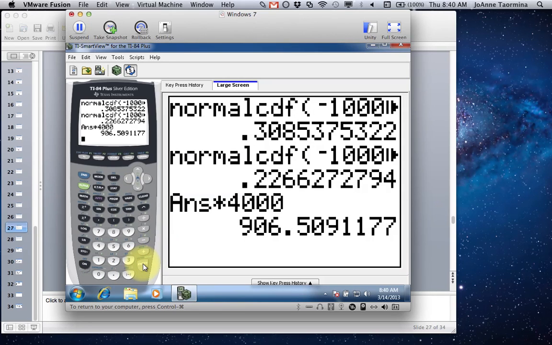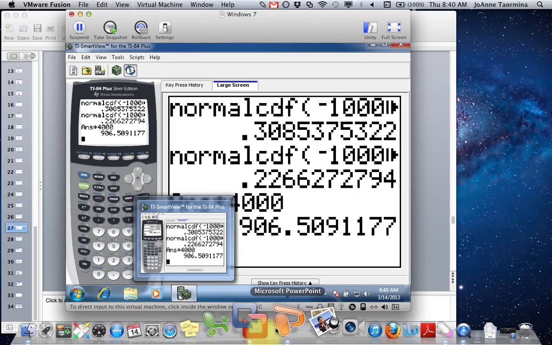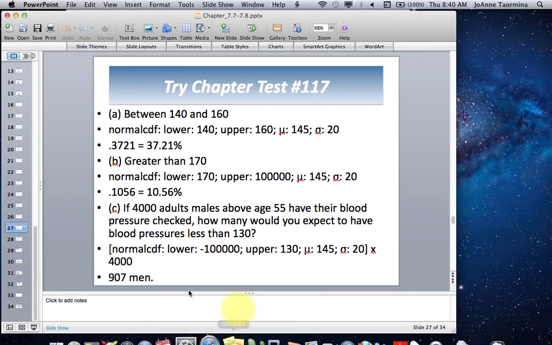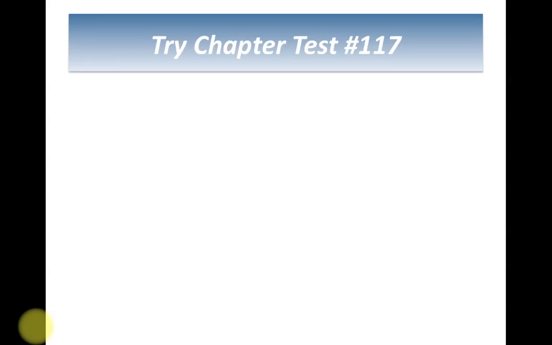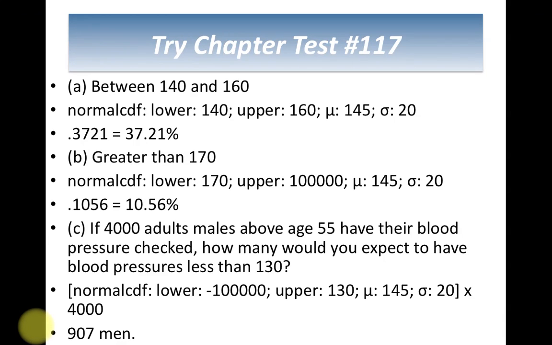And you get 906.5, and if you round this using normal rounding rules, it's 907 people. So 907 people out of the 4,000, you would expect their blood pressures to be less than 130. Okay, so 907 men.